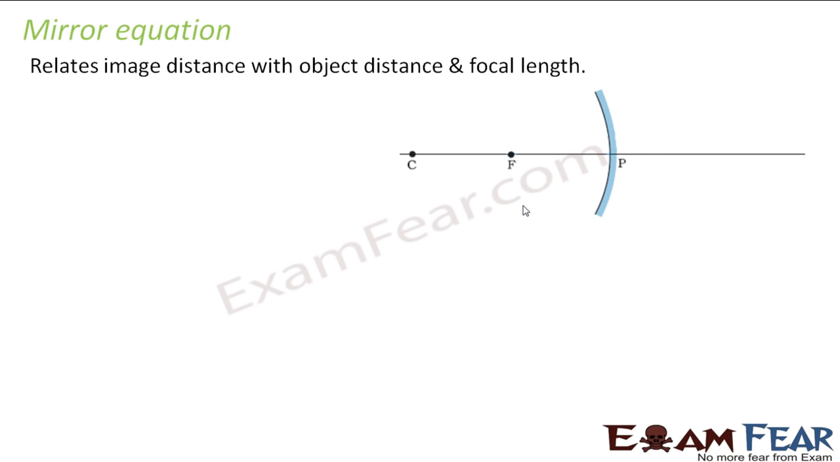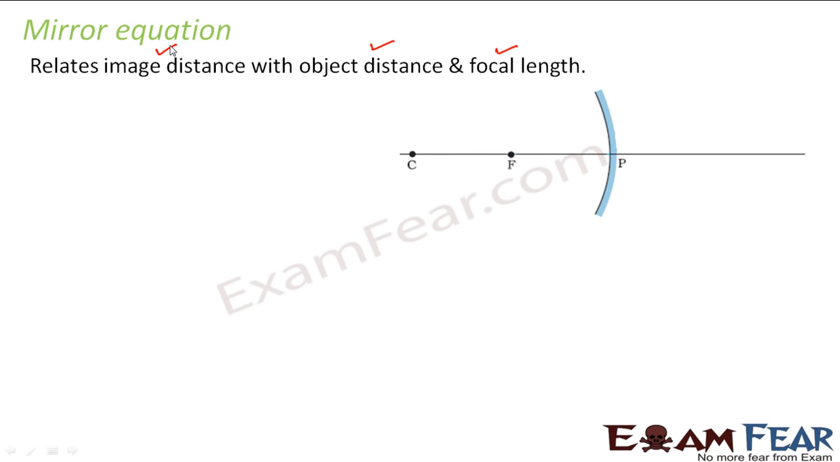So now let us talk about the mirror equation. There is a standard equation. What is the mirror equation actually? It is an equation which relates the image distance with object distance and focal length. These three things get related by using this mirror equation.